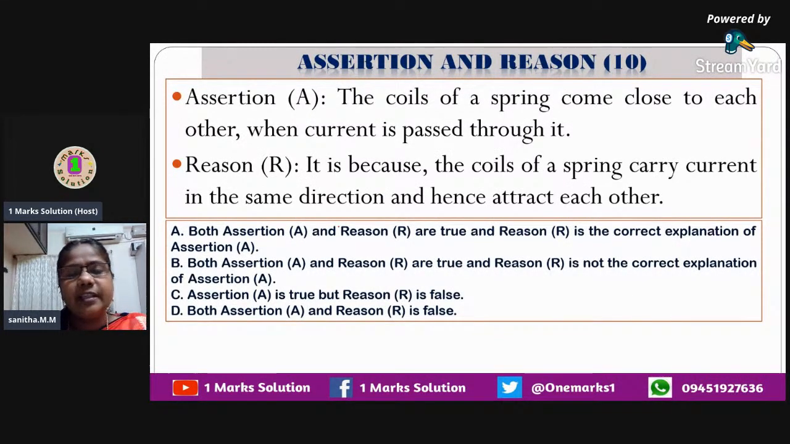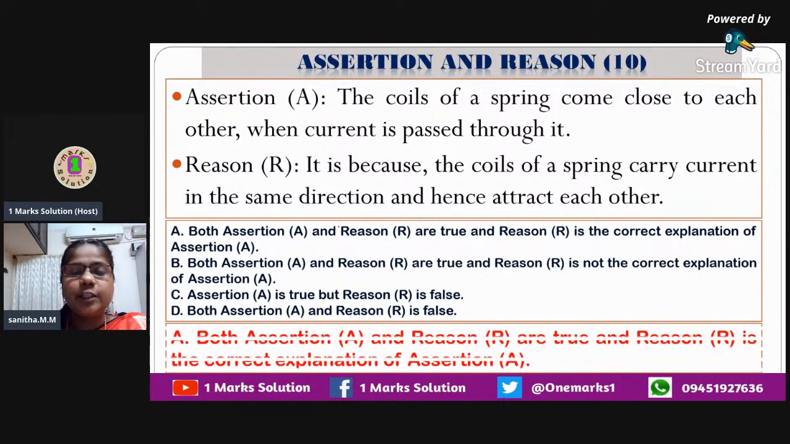Then the reason. What is the reason? We can say the coils of a spring carry current in the same direction, hence attract each other. That is also correct. So we can say both are true, and the reason is the correct explanation for the assertion. So the option is A.